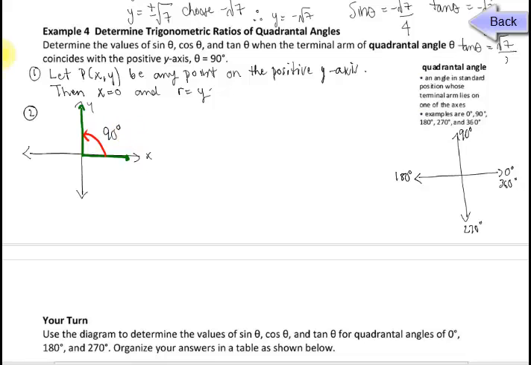Okay, and our point P, because it's on the y-axis, has an x-coordinate, which is 0, and a y-coordinate, which we will just leave as y. Now, we can't draw ourselves a reference angle for the reference triangle for this. What we can do, though, is consider a point moving around a circle. Okay, and so it would look something like this.